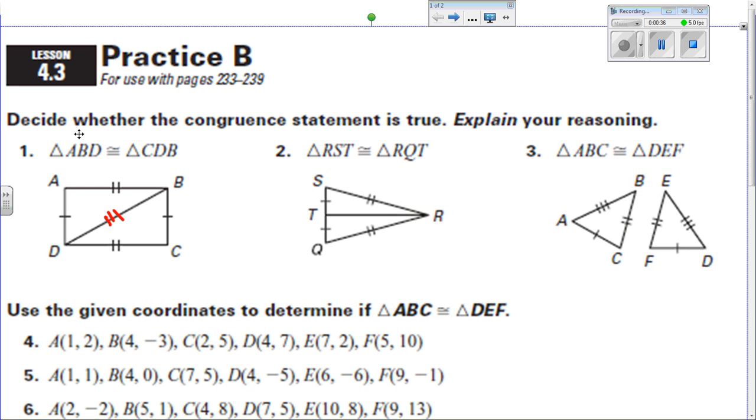And then lastly would be AD and CB, that is also congruent. So yes, and your reason would be side, side, side.